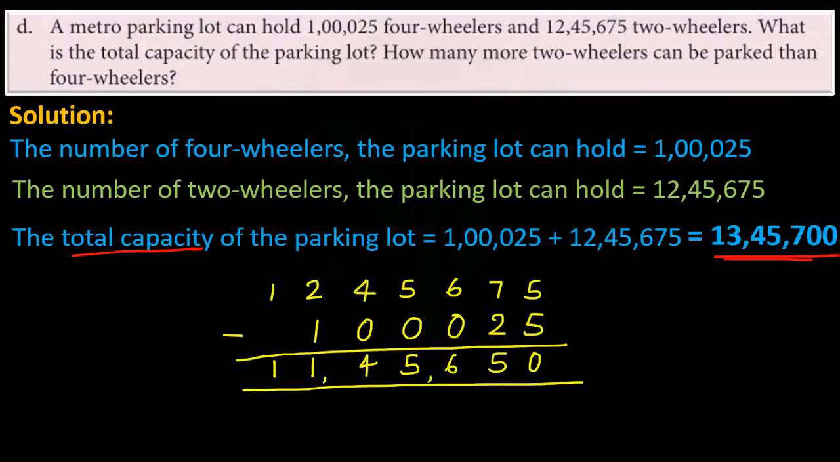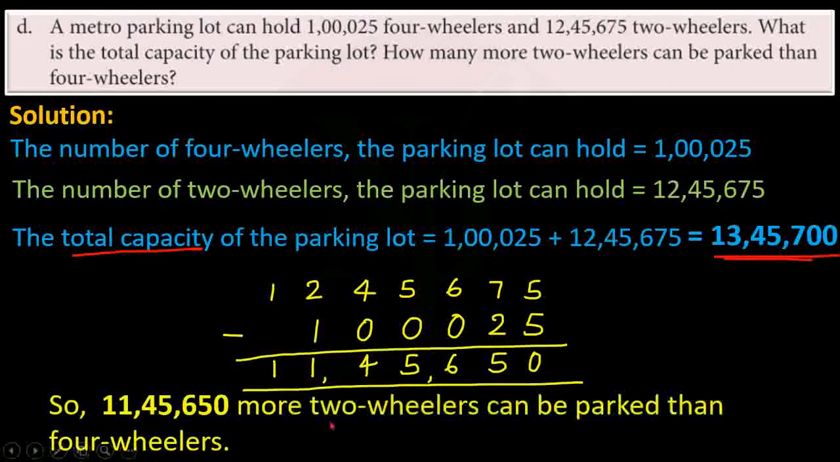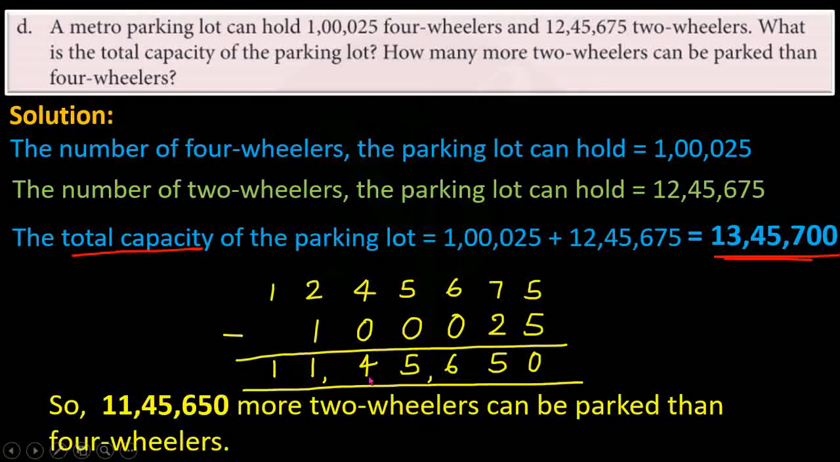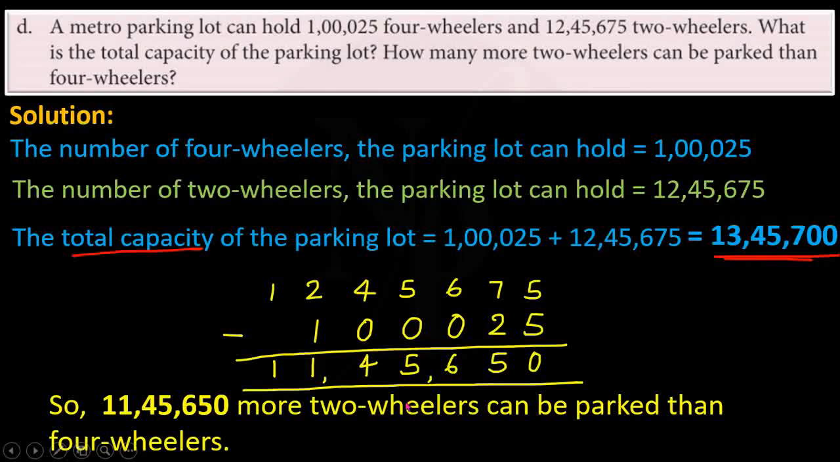Yes, this is the number. So 11,45,650 more two-wheelers can be parked than four-wheelers. This 11,45,650 is the more number of two-wheelers that can be parked compared to four-wheelers. So 11,45,650 more two-wheelers than four-wheelers can be parked in that parking lot.